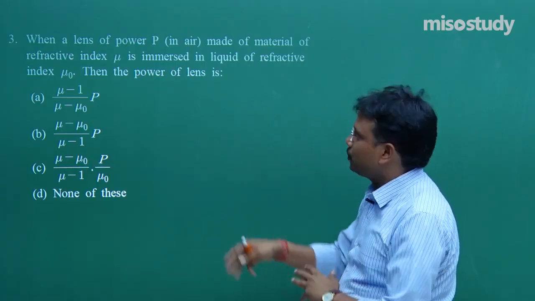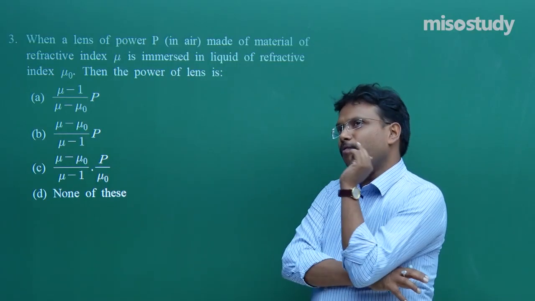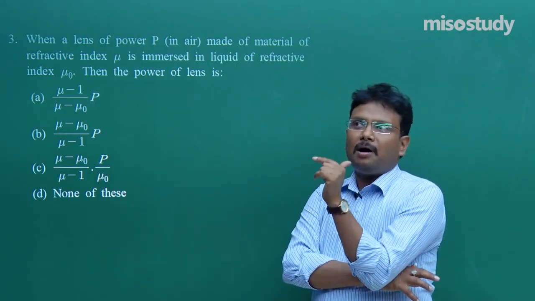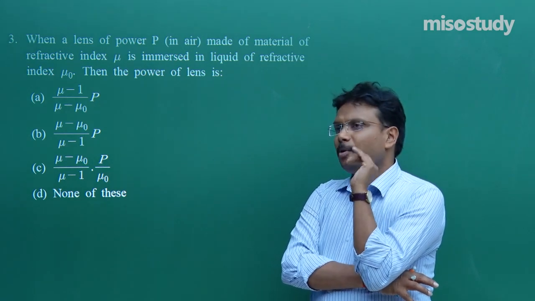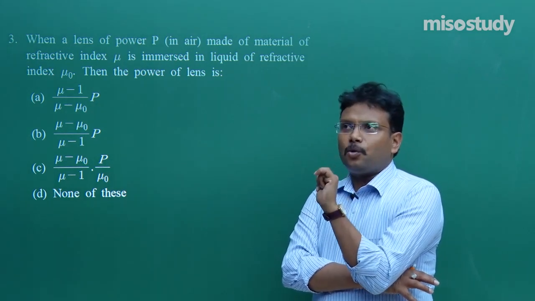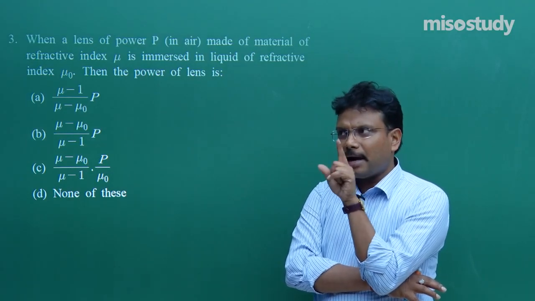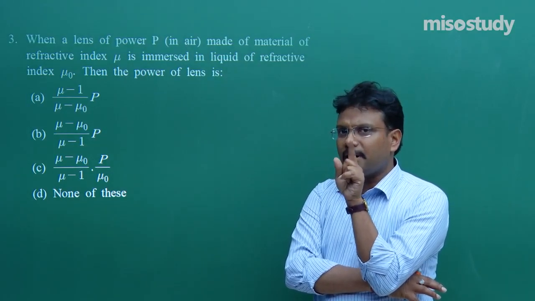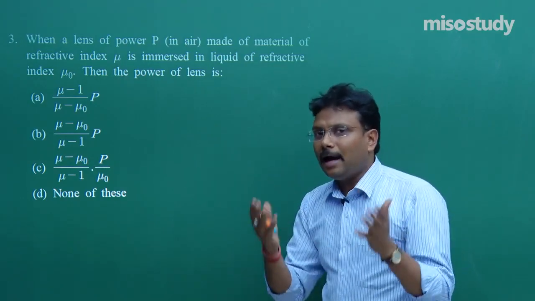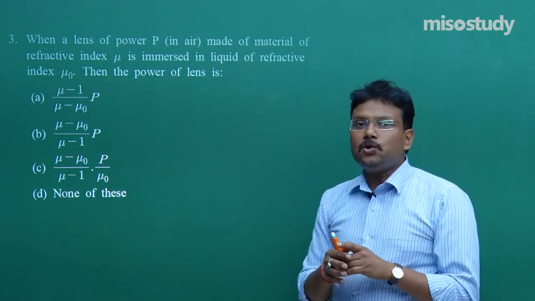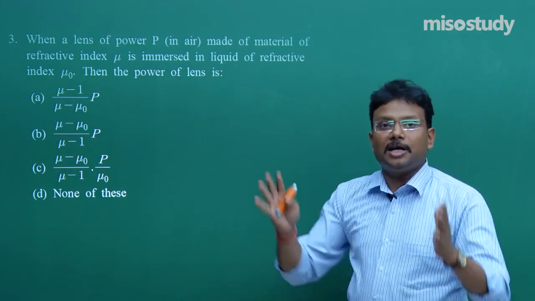When a lens of power P, the moment you hear power P, one formula should come to your mind: power P is equal to 1 upon F, and 1 upon F is equal to (mu minus 1) within bracket, next bracket 1 upon R1 minus 1 upon R2. Now, you should read in this fashion. With one question you can revise many associated formulae.